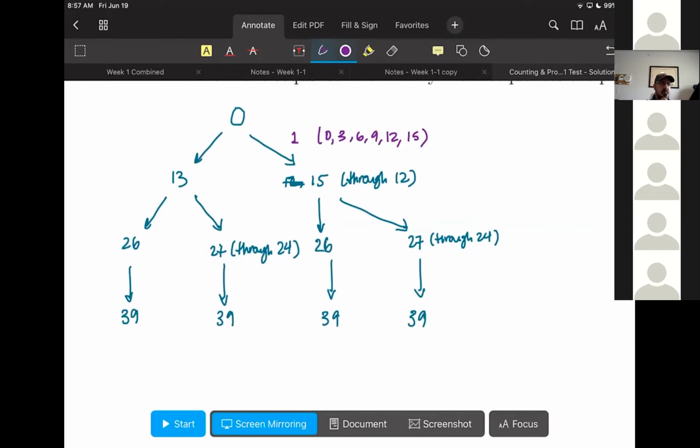If I look on the left side, I want to count how many ways there are to go from 0 to 13. And there's actually a bunch more ways I could do this. I could start from 0 and jump directly to 13. Or I could go 3 and then go to 13. Or I could do 0, 3, 6 and go to 13. Or 0, 3, 6, 9 and go to 13. Or 0, 3, 6, 9, 12 and go to 13. So there's actually 5 different ways here.